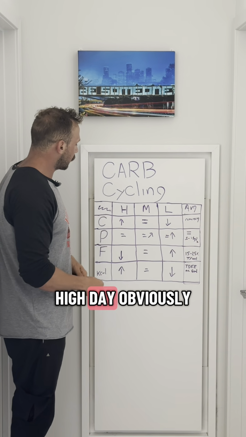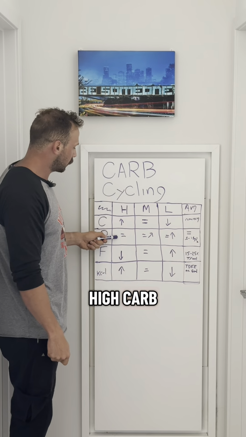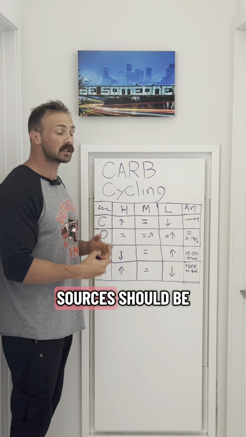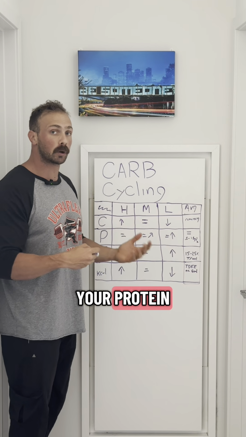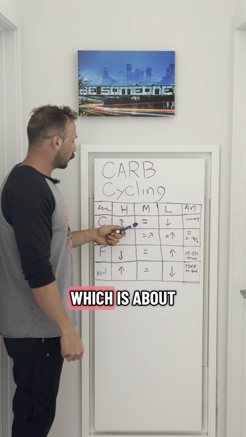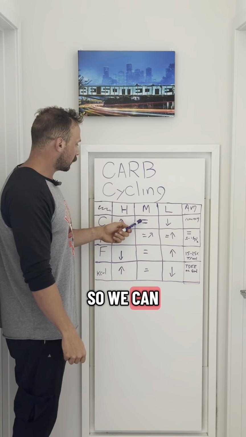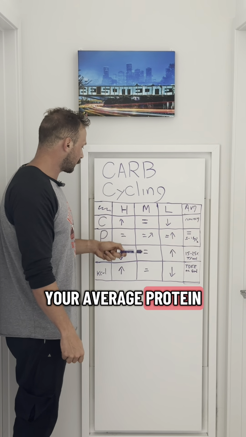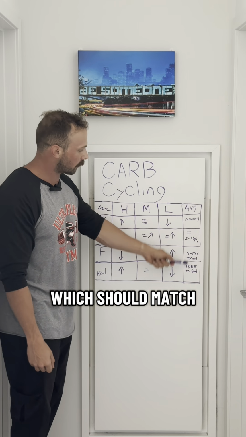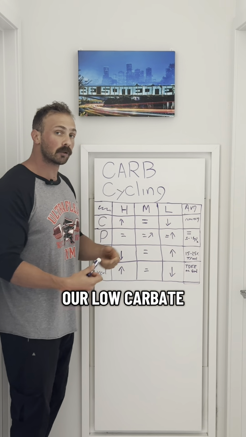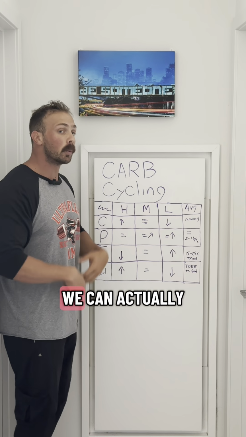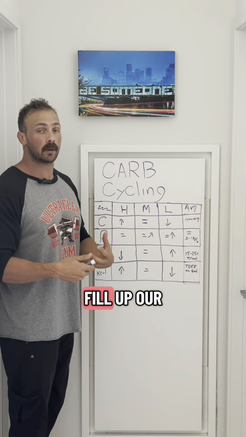So on the high day, obviously it's going to be high carb, average protein, very low fat, and really fat sources should be coming just from your protein. Then we have our medium day, which is about average, right? So it's going to be your average carbohydrate, your average protein, and your average fat, which should match about here. Lastly is our low carb day. The whole point here is to deplete our glycogen storages, so on our high carb days, we can actually oversaturate and fill up our glycogen storage.